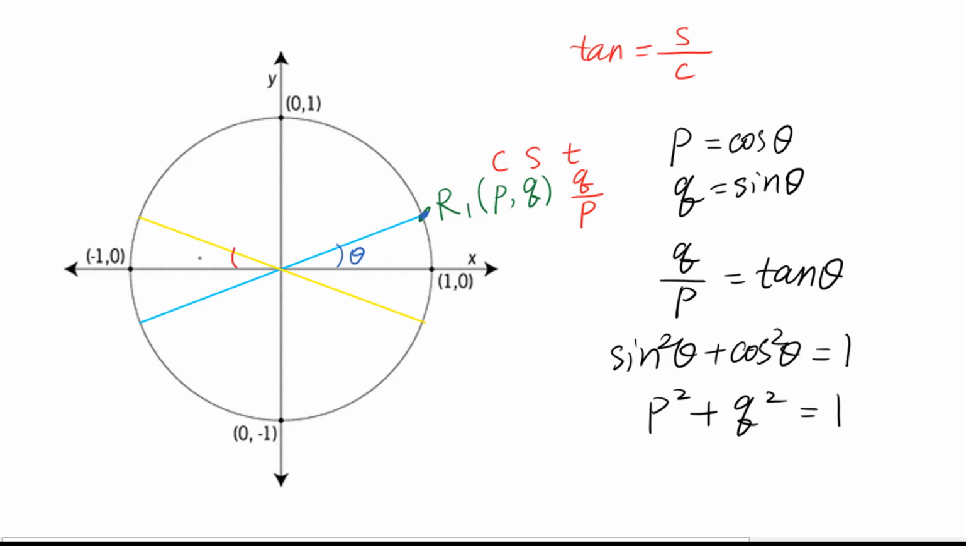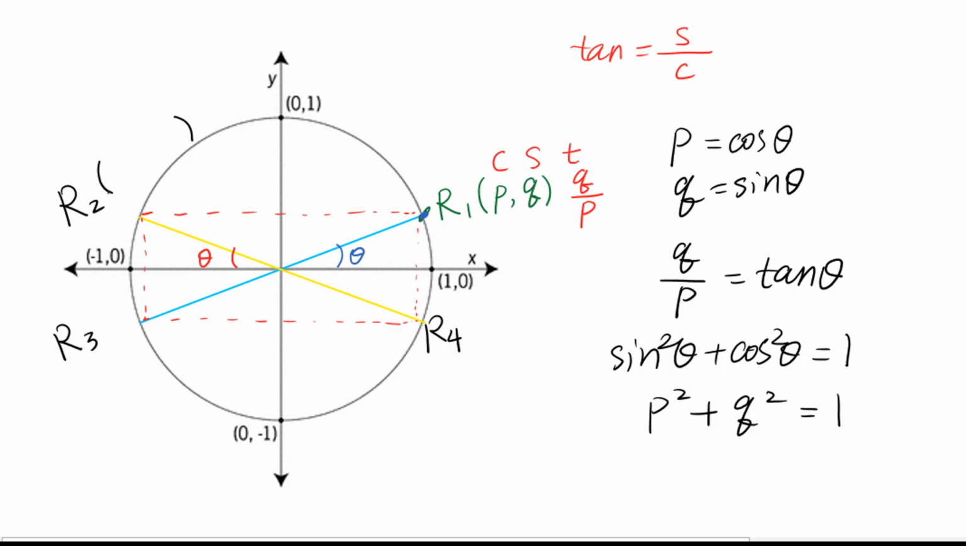Suppose this angle is theta. Then we can form this rectangle. Then we can label the points on the unit circle. This is R2. This is R3. Here is R4. According to the symmetrical property, we can get the coordinate for each point on this unit circle.